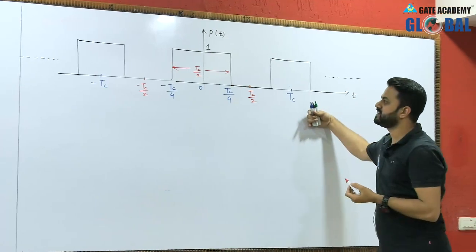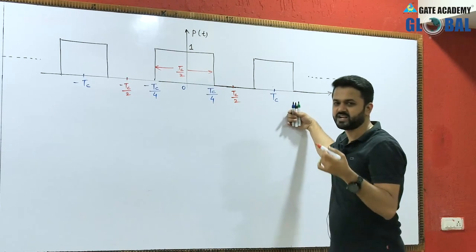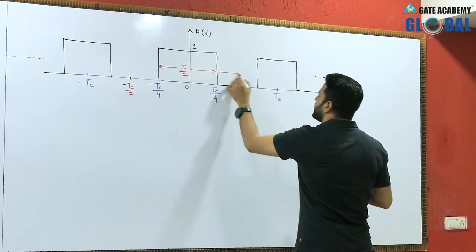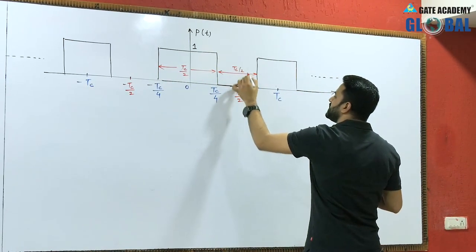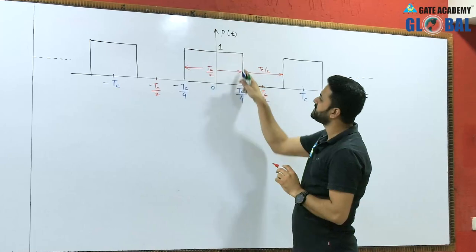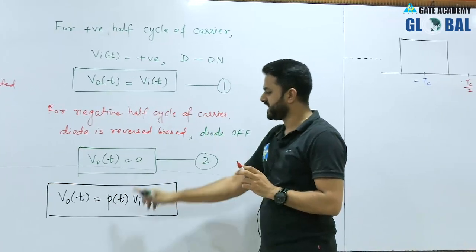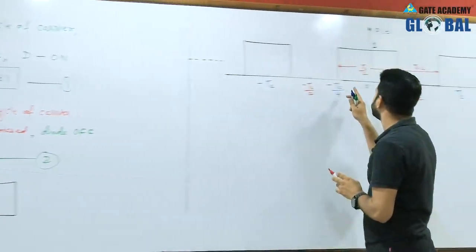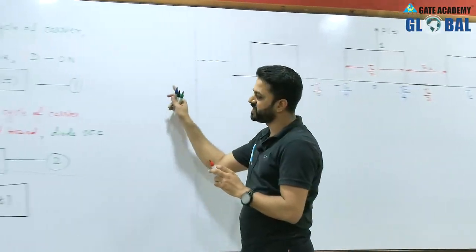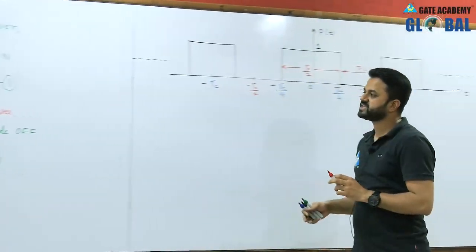Because this signal, here it is Tc by 2, for half of the time period of the carrier signal, that is for the positive half cycle, that means 0 to Tc by 2. So for Tc by 2 it is plus 1, and for the other Tc by 2 it is 0. This is the positive half cycle of the carrier when the amplitude is 1. So we get this signal Vi(t) if we multiply it with p(t). And for the other half cycle of the carrier, which is the other Tc by 2, we have 0 amplitude. So we multiply it with 0, then we get Vo(t) equal to 0. So in this way, these two equations get satisfied.